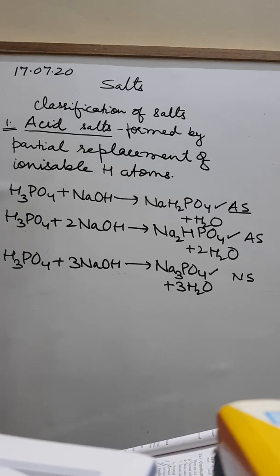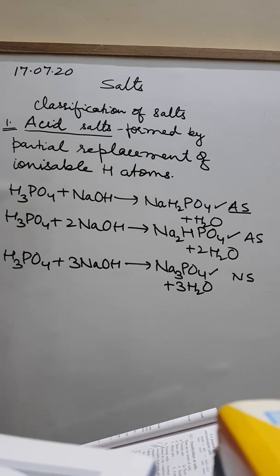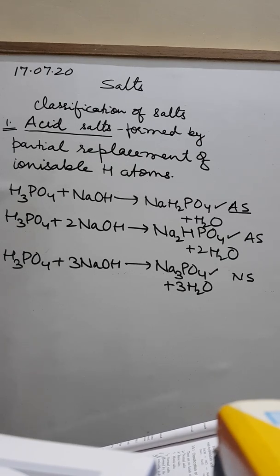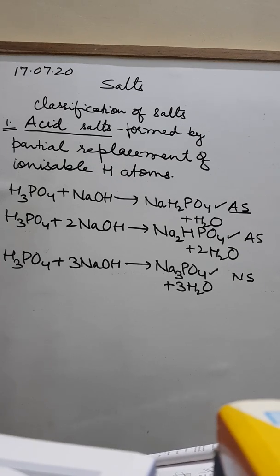Acid salts are formed by the partial replacement of the ionizable hydrogen atoms of a polybasic acid by a metal or an ammonium ion. Underline this. Then examples, you tick, underline these two examples, the reactions, there are two. Underline those reactions, tick those reactions rather. And other examples of these acid salts are, you see, there were first two reactions. Then other examples: NaHSO3, Na2HPO4, NaH2PO4, all these.